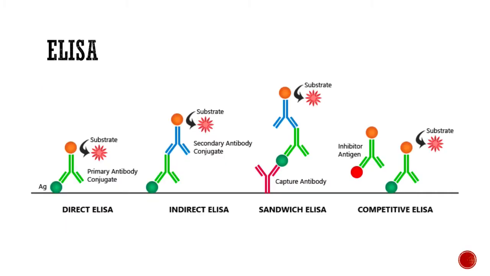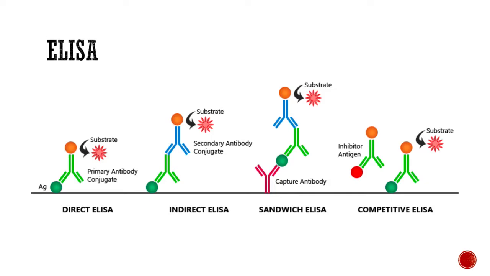Now ELISA. What is the meaning of ELISA? Enzyme linked immunosorbent assay. There are four types of ELISA: direct ELISA, indirect ELISA, sandwich ELISA, and competitive ELISA. Usually, direct ELISA is used to find out whether a person is HIV positive or not, that is, the presence of HIV in the human body.